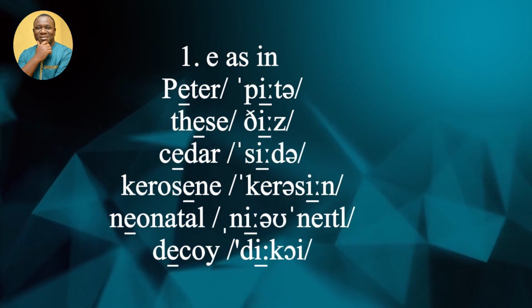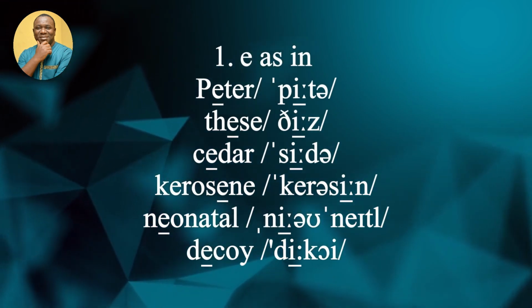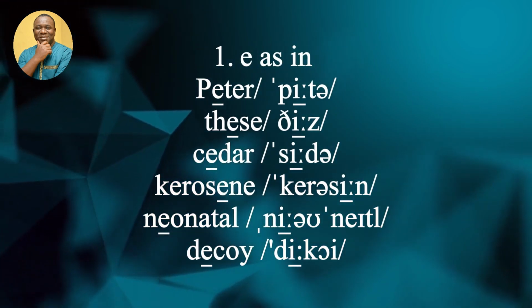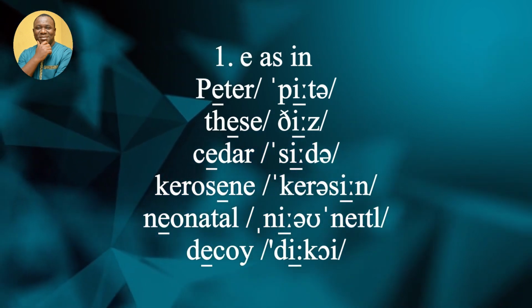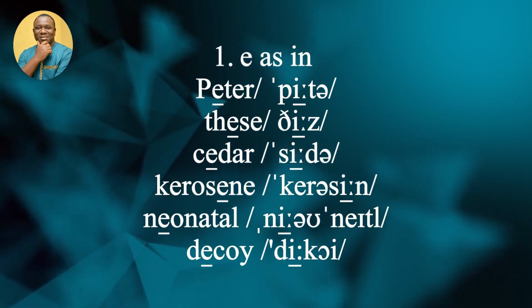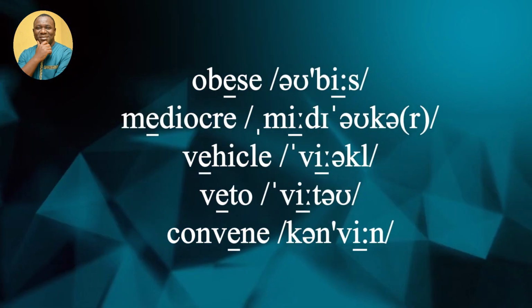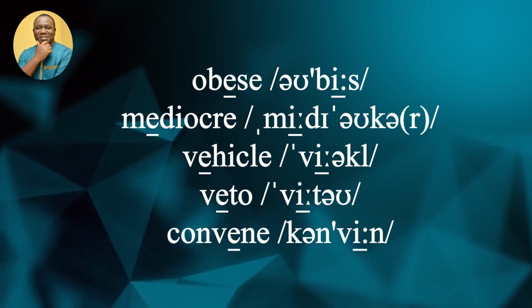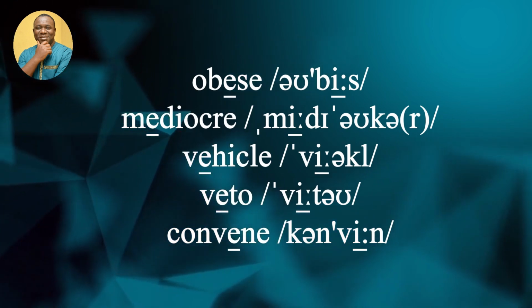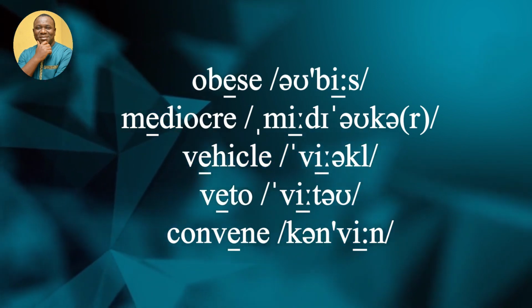1. The letter E, as in Peter, these, cedar, kerosene, neonatal care, decoy, obese, mediocre, vehicle, veto, convene.